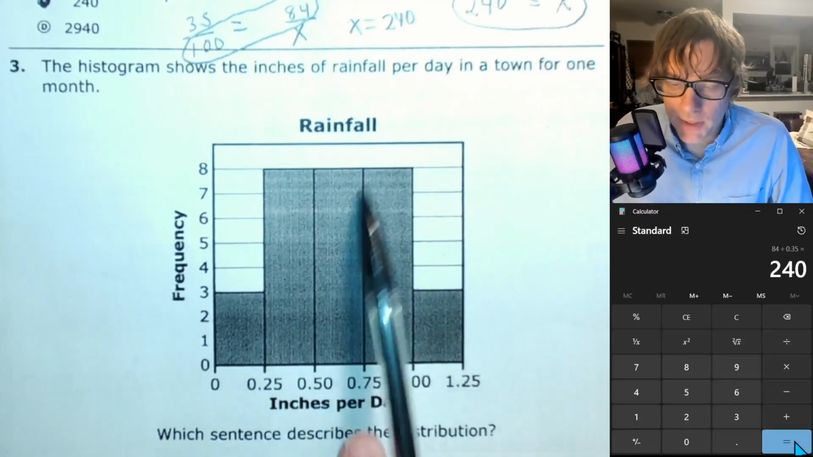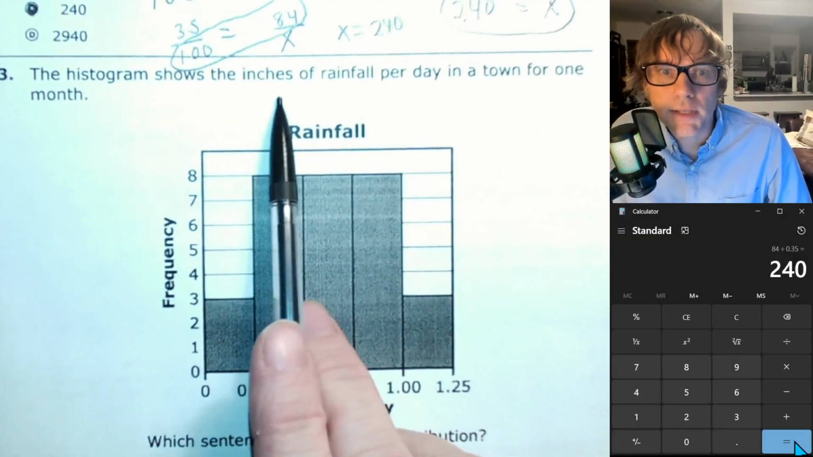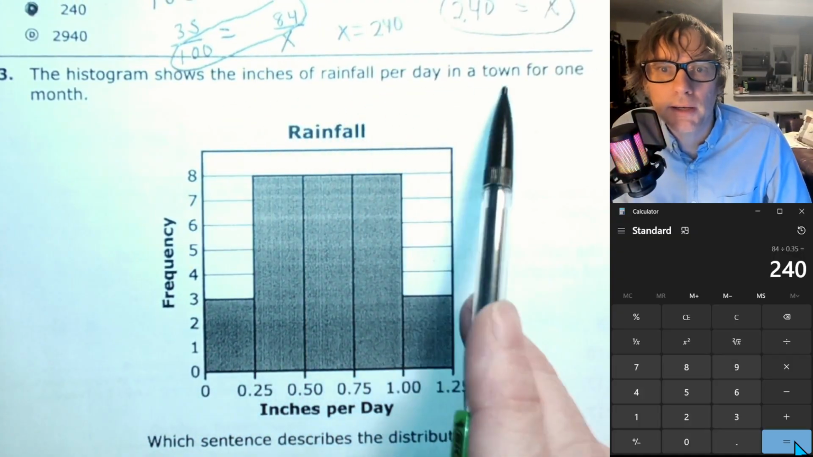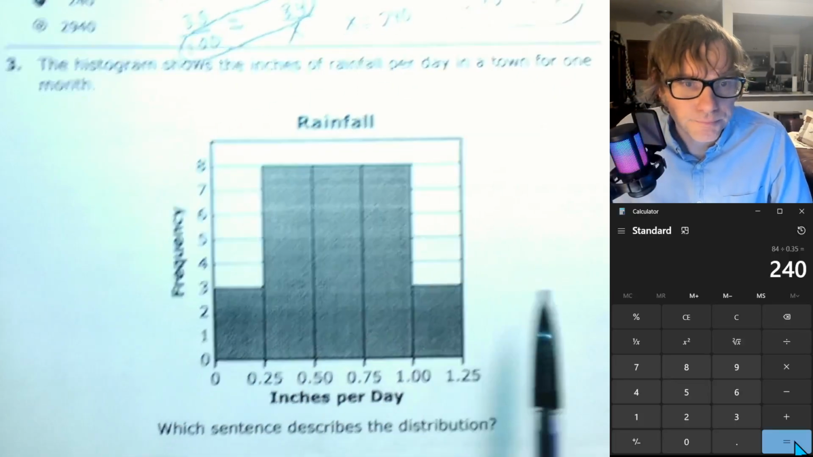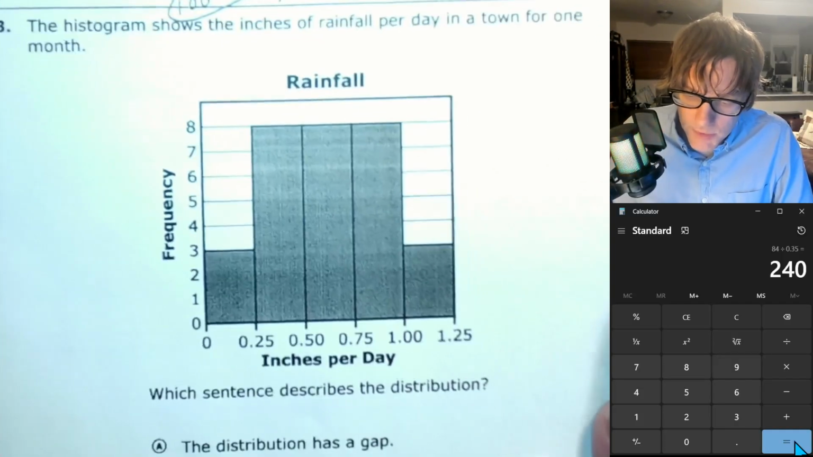Number 3, we've got a histogram. Remember, a histogram is like a bar graph. So it says the histogram shows the inches of rainfall per day in a town for 1 month. All right, which sentence below best describes the distribution?